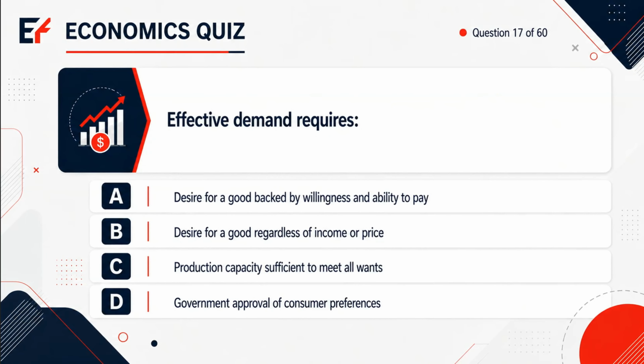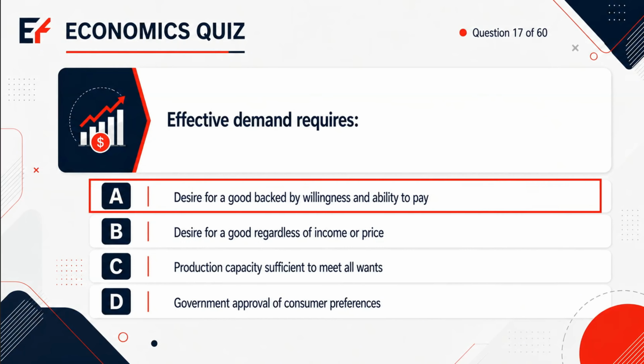Question 17. Effective demand requires A. Desire for a good backed by willingness and ability to pay. B. Desire for a good regardless of income or price. C. Production capacity sufficient to meet all wants. D. Government approval of consumer preferences. The correct answer is A.